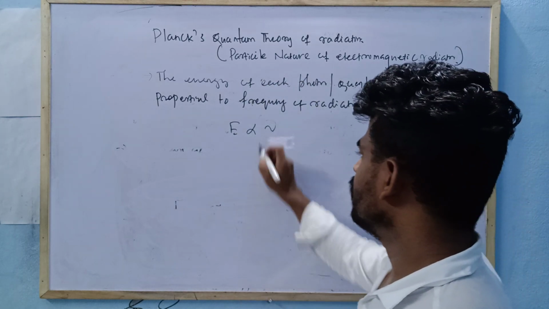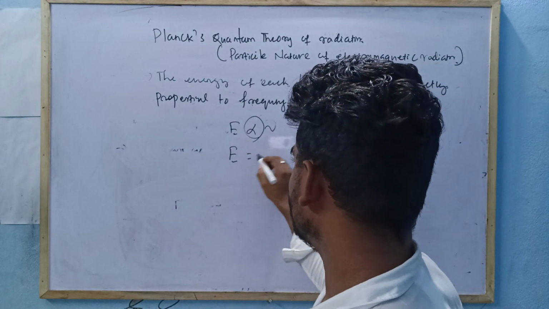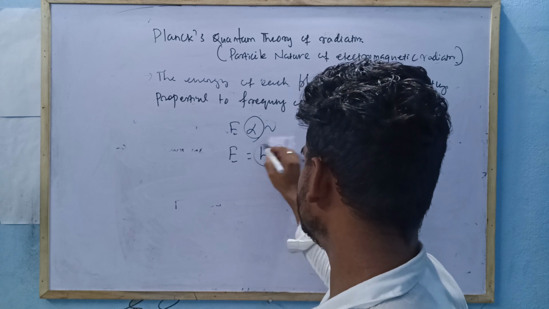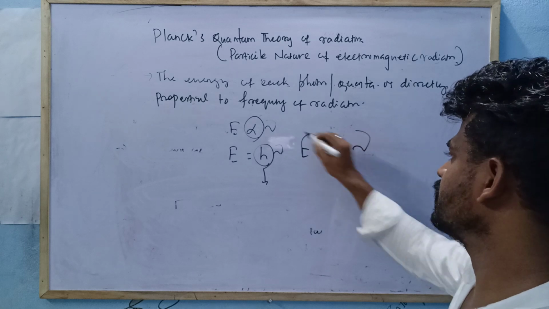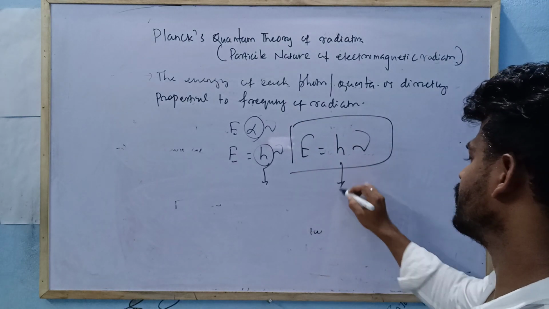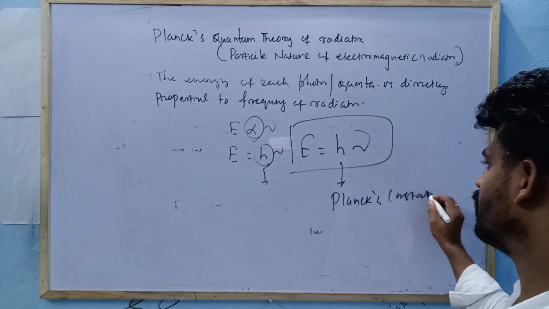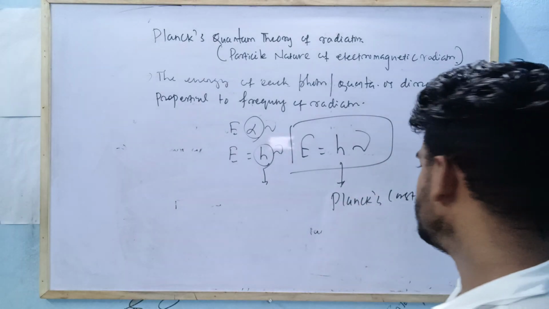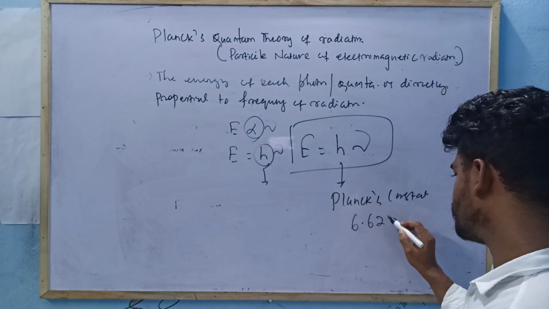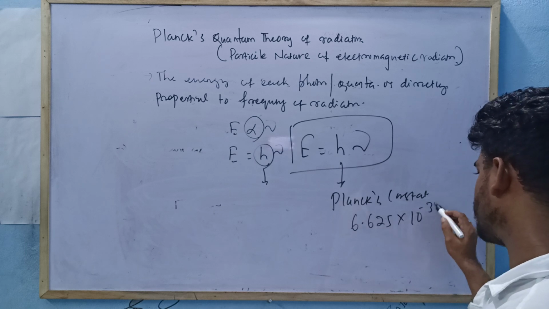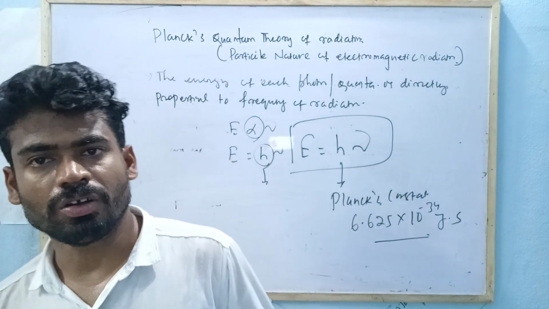So if I remove this proportionality, then there should be a constant, since it is given by Planck's. This h is known as Planck's constant. E is equal to h nu. This h is your Planck's constant. This is the energy of each photon. Its value is found to be 6.625 into 10 to the power minus 34 joule second. This is the value of Planck's constant.